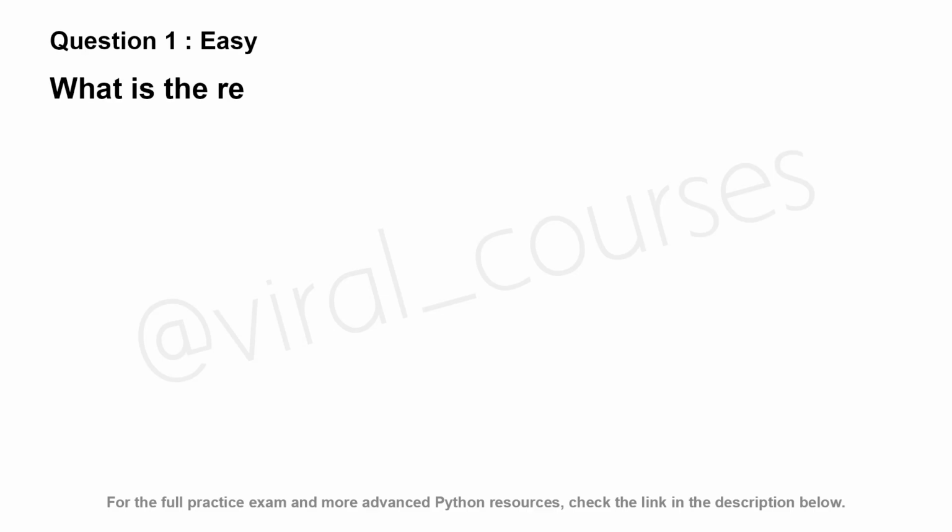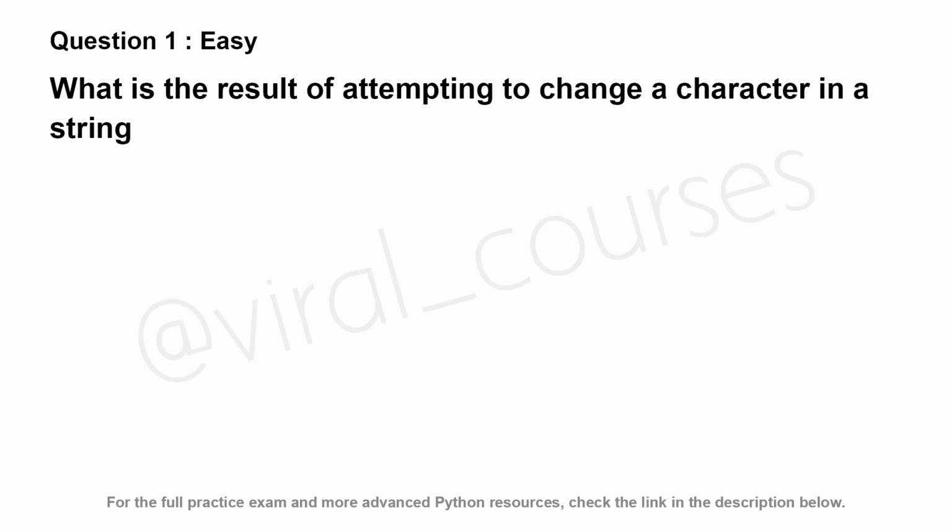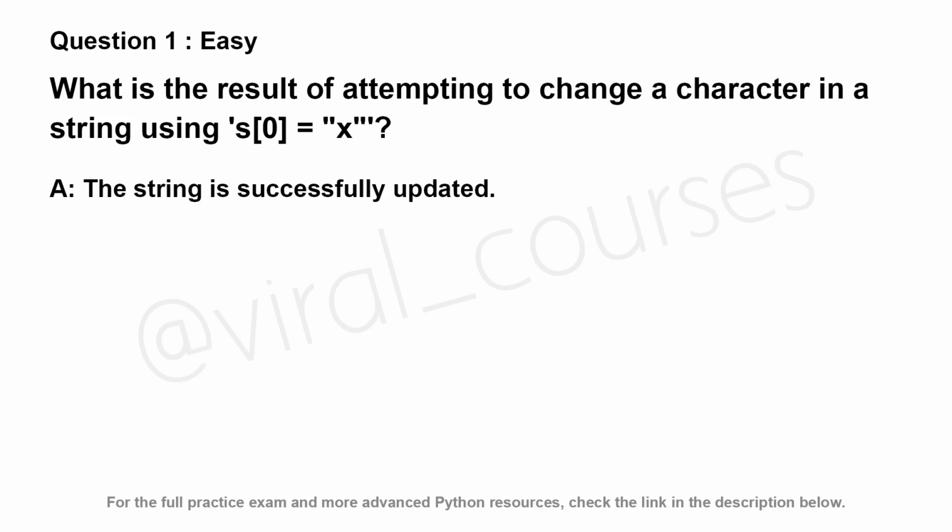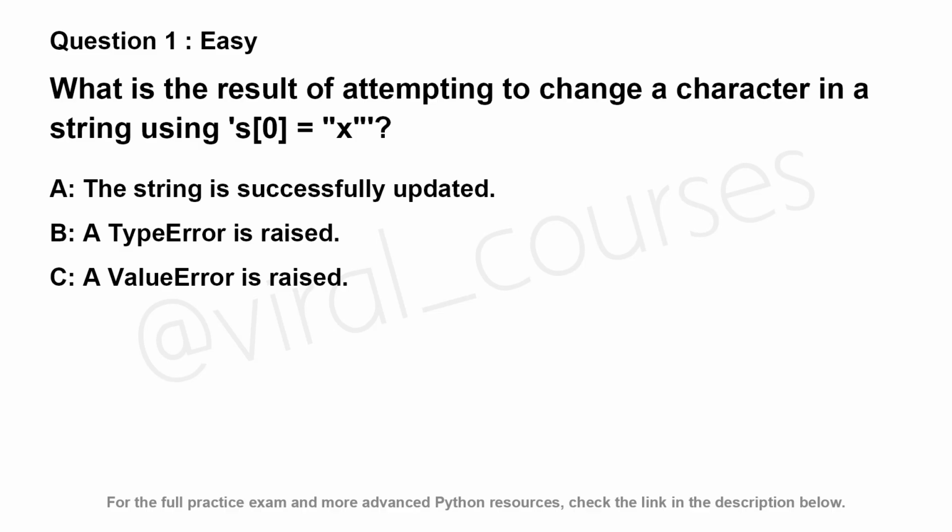What is the result of attempting to change a character in a string using s[0] = 'x'? Option A. The string is successfully updated. Option B. A type error is raised. Option C. A value error is raised. Option D. The operation is ignored silently.